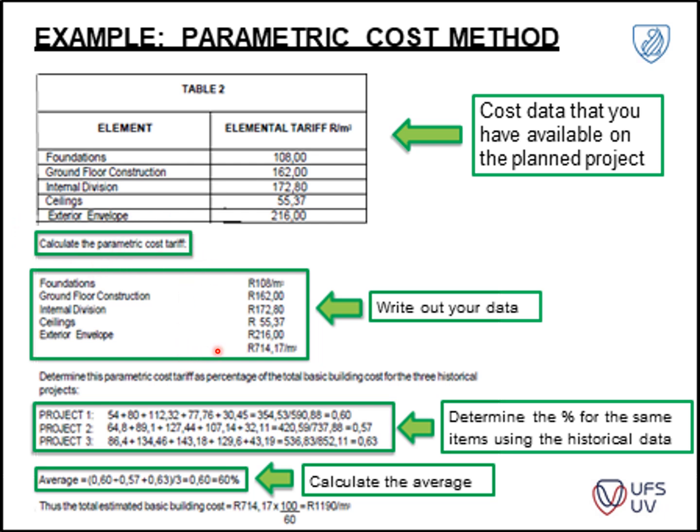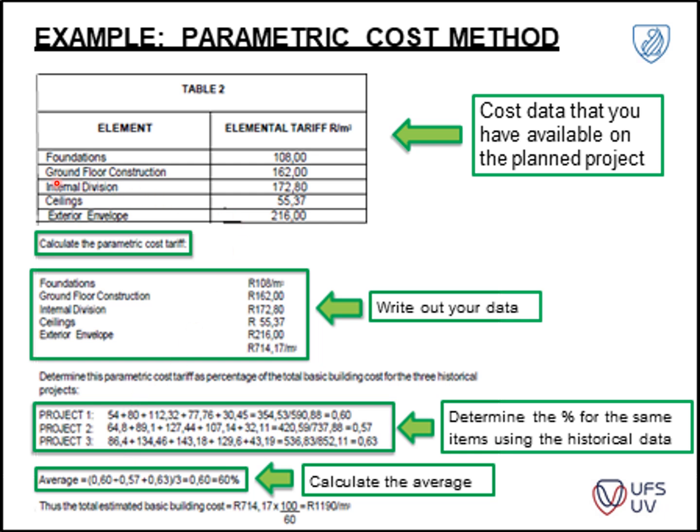parametric tariff. So all that you do is you add all of these areas together, or cost per square meter together, to get a total for these items. So then you determine the parametric cost tariff as percentage of the basic building cost for the three internal projects. So this is your new building, and then if you go back to that first slide where the historical data is, you actually had three projects of similar size.